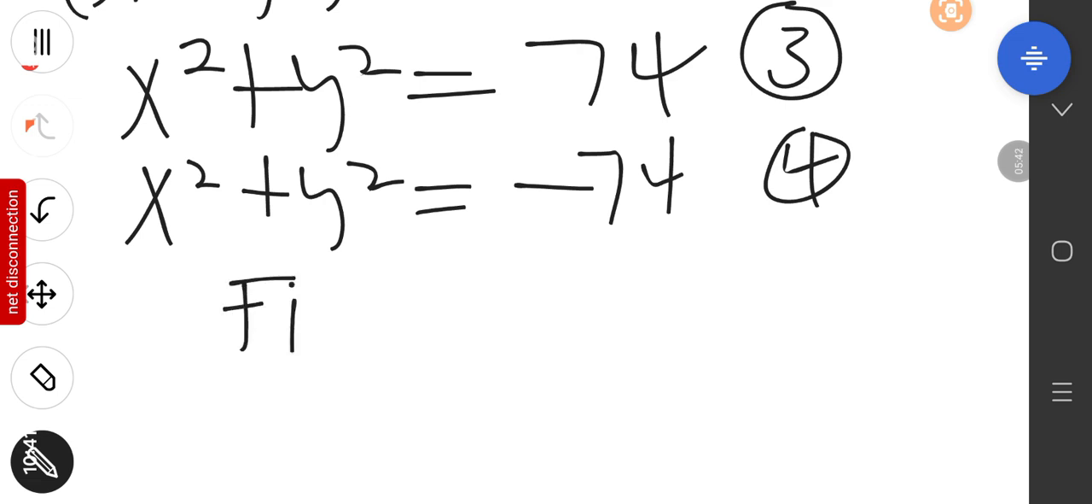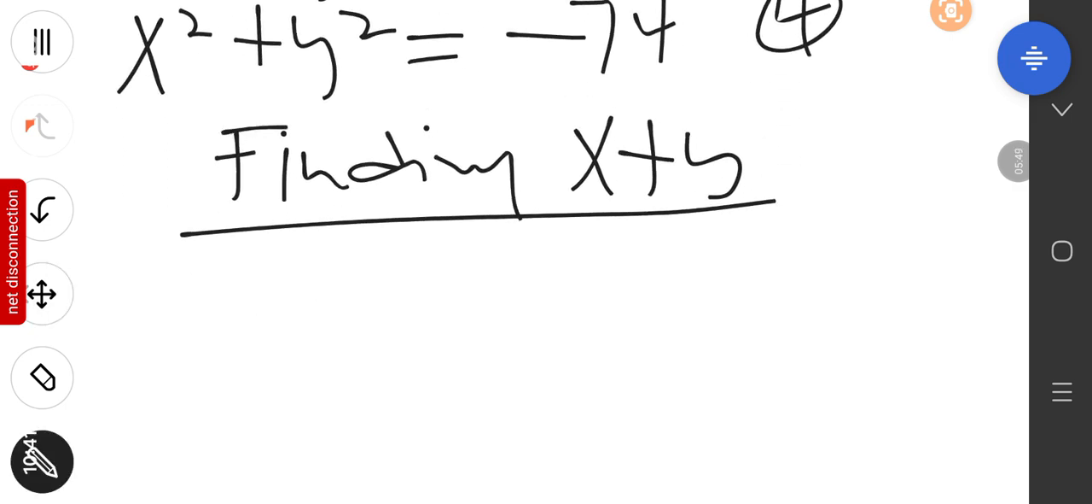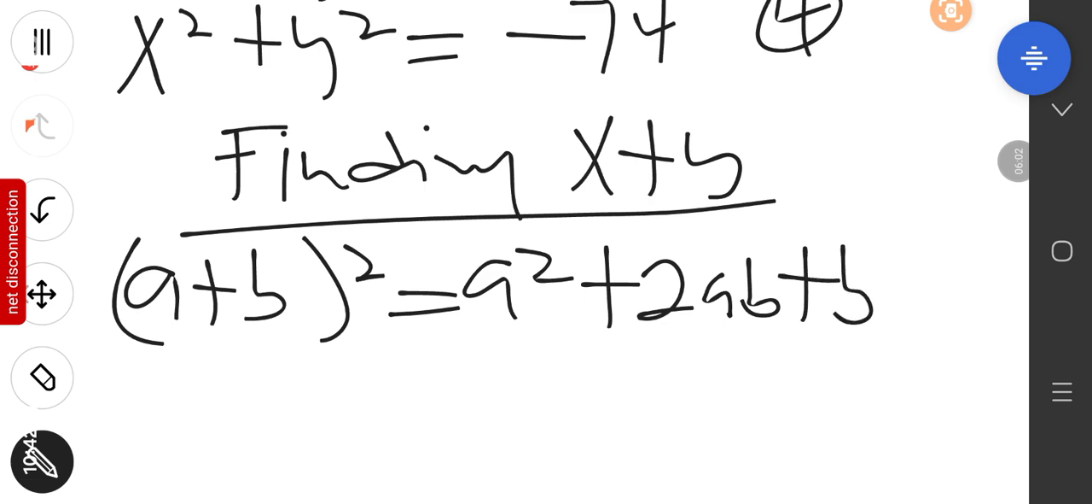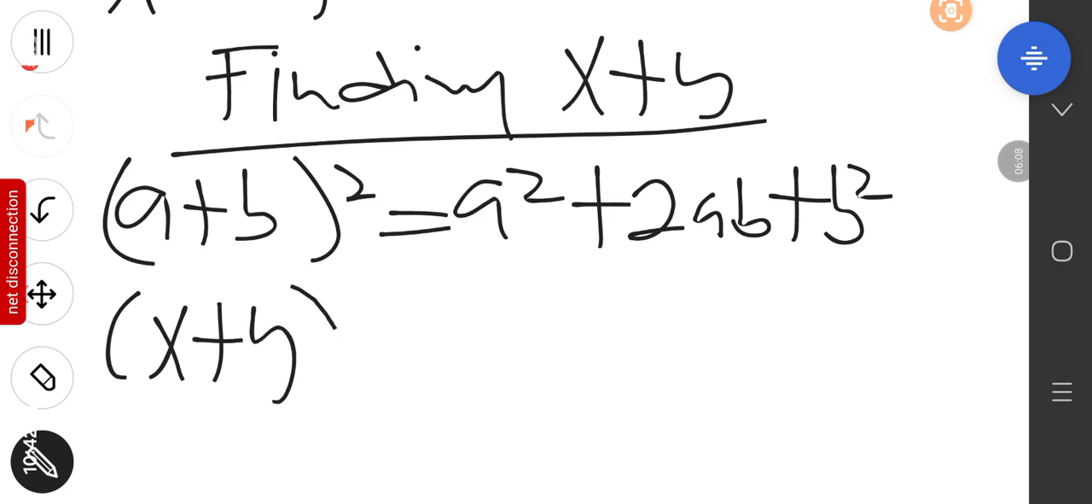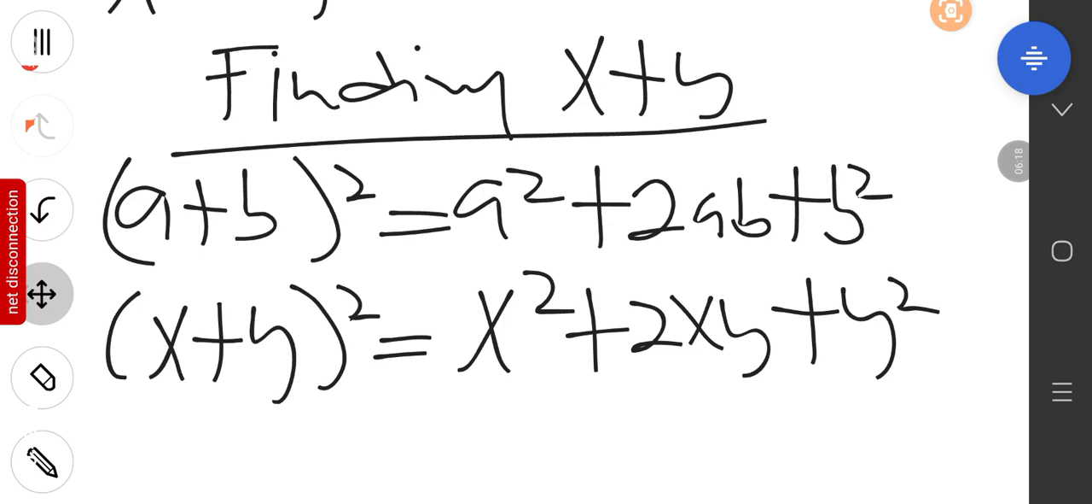So we say finding x plus y. We quote another identity, the square of a binomial identity. Now, a plus b squared should give us a squared plus 2ab plus b squared. Therefore, x plus y squared should give us x squared plus 2xy plus y squared. Now let's use this to solve our question.